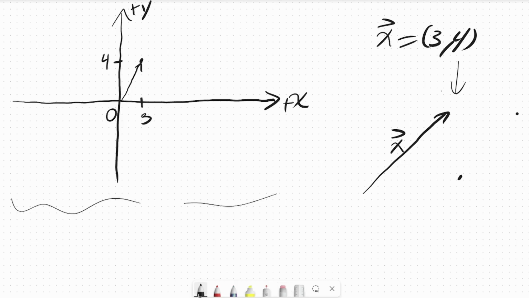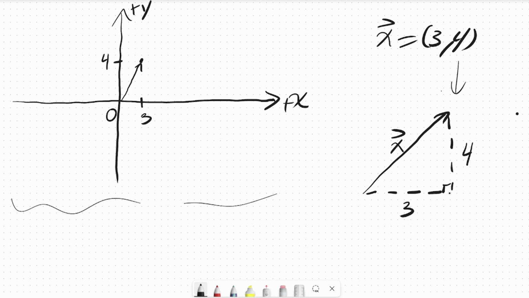Well, we know that it goes 3 units right and 4 units up. So we could draw these lines. We could draw a horizontal line and a vertical line. This is going to be of length 3, and this is going to be of length 4. We also know that this is a right angle, because going right and going up are at right angles.